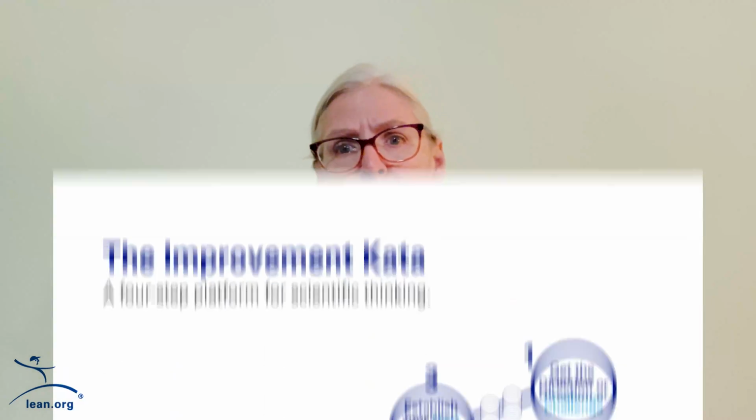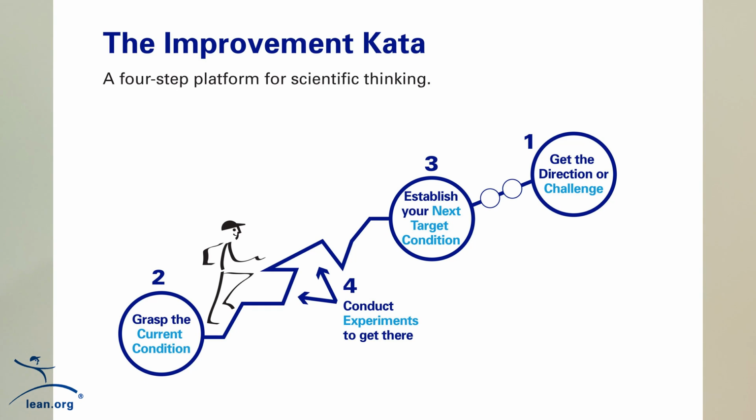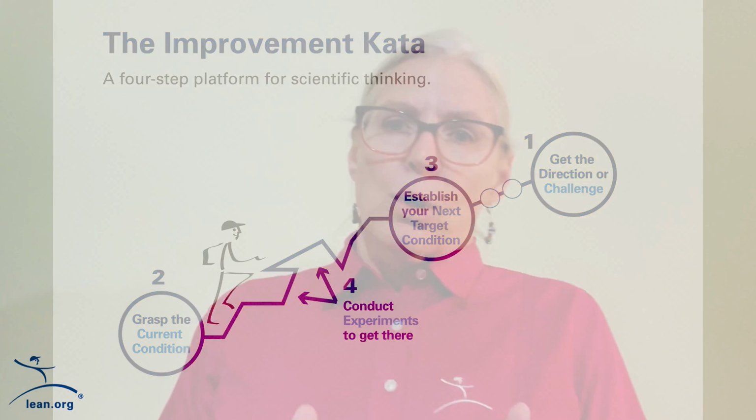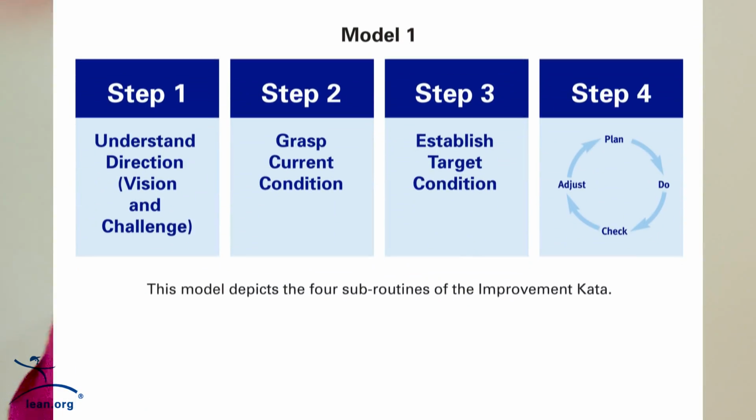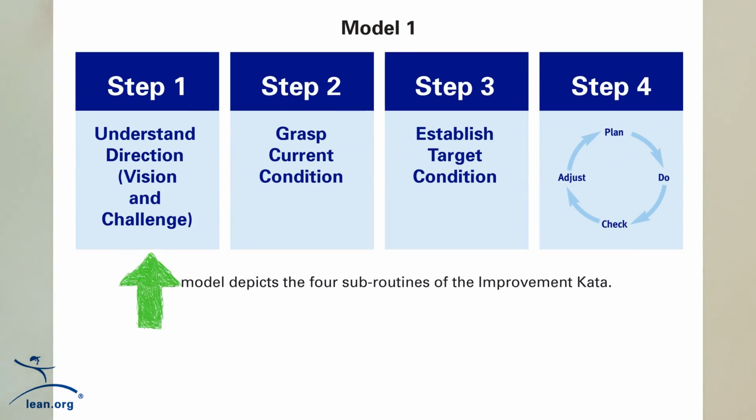The Improvement Kata itself is made up of 4 routines that a learner or a natural process owner would practice. The Improvement Kata is the practice routine, and a learner would practice these routines under the guidance of a sensei or coach. The 4 basic routines are, first, you have to understand your direction. What is my challenge? What is my goal or objective?